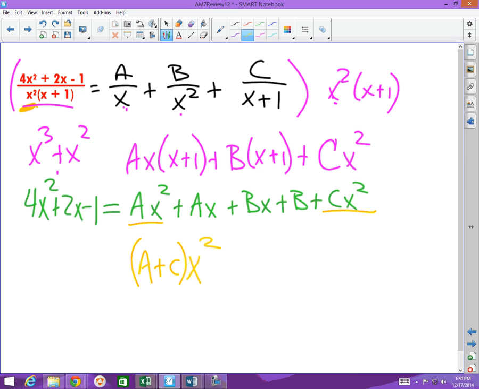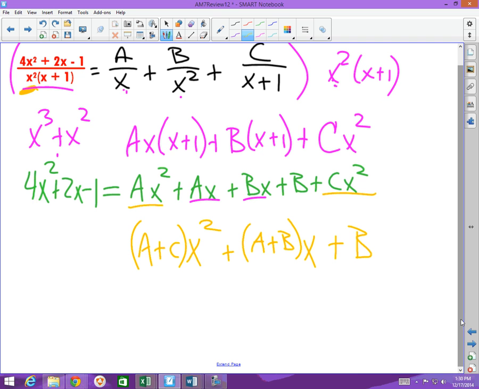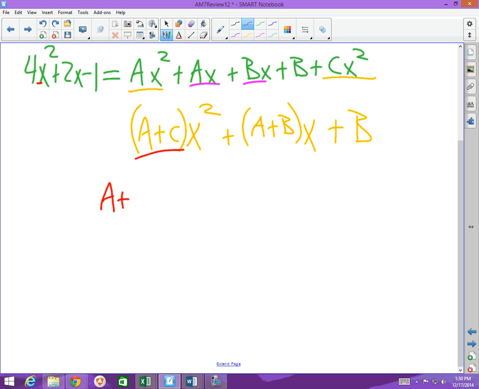Combining the x terms and factoring out an x, you would have plus a plus b x, and then plus b at the end. And so now your x squared term is a plus c coefficient. Here it is 4. So you have a plus c is equal to 4. You have a plus b, which is equal to 2. And you have b, which is equal to a negative 1.